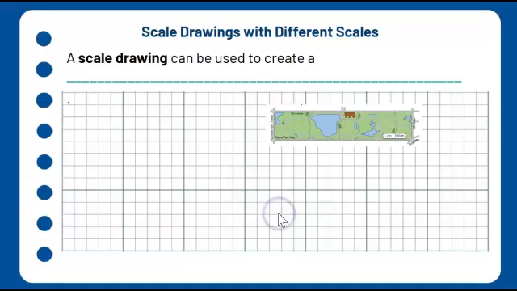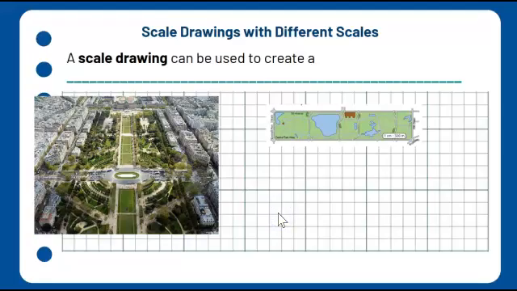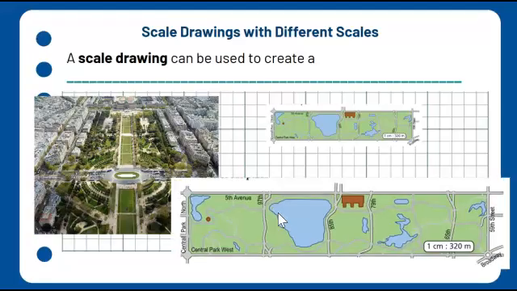We can use the original scale drawing of the park to find the actual park. Then we can use the size of the actual park to figure out the size of our new scale drawing for the same park with a different scale.